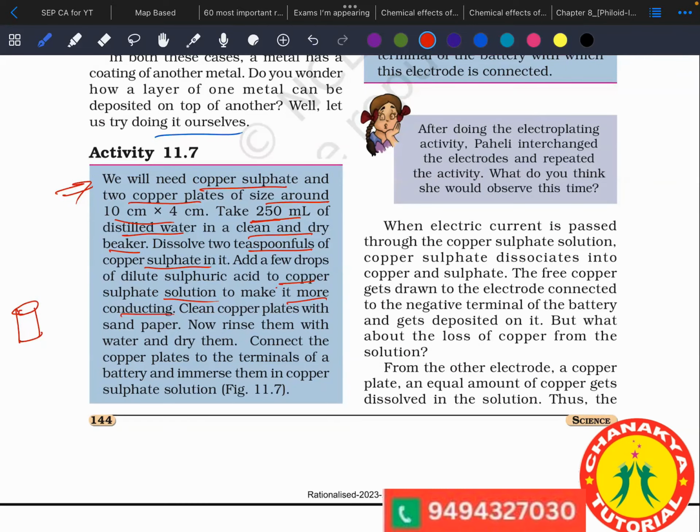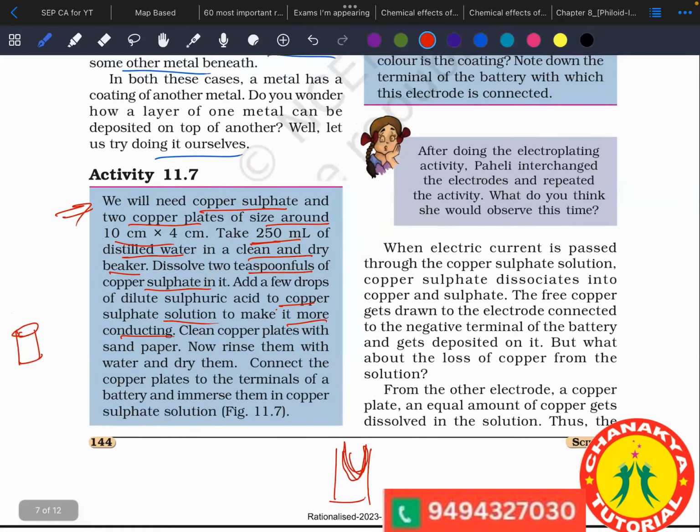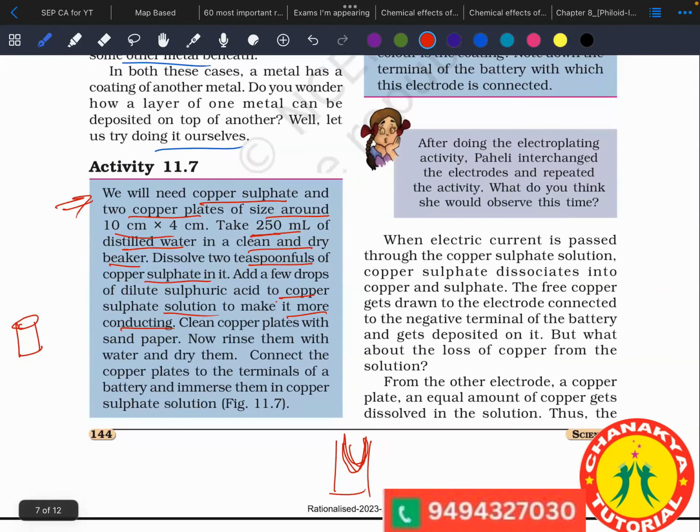So in the end, the basic thing is that the solution should be conducting. If the solution is conducting, then only the current will pass through it. If the solution is not conducting, then the current will not pass through it, and no reaction will take place. So we have made this solution conducting by adding dilute sulfuric acid to the copper sulfate solution, to make it more conducting.